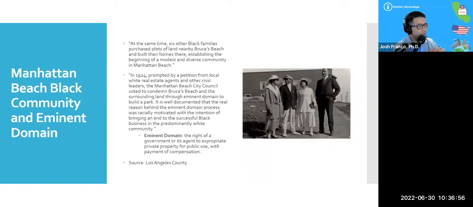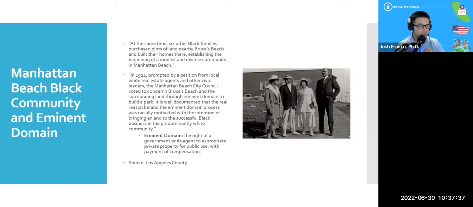The Manhattan Beach Black community and eminent domain. So at the same time as the Bruces were settling in and building the seaside resort, 6 other Black families purchased plots of land nearby Bruce's Beach and built their homes there, establishing the beginning of a modest and diverse community in that neighborhood. In 1924, however, prompted by a petition from local white real estate agents and other civic leaders, the Manhattan Beach City Council voted to condemn Bruce's Beach and the surrounding land through eminent domain to build a park. It's well documented that the real reason behind the eminent domain process was racially motivated, with the intention of bringing an end to the successful Black business in the predominantly white community.